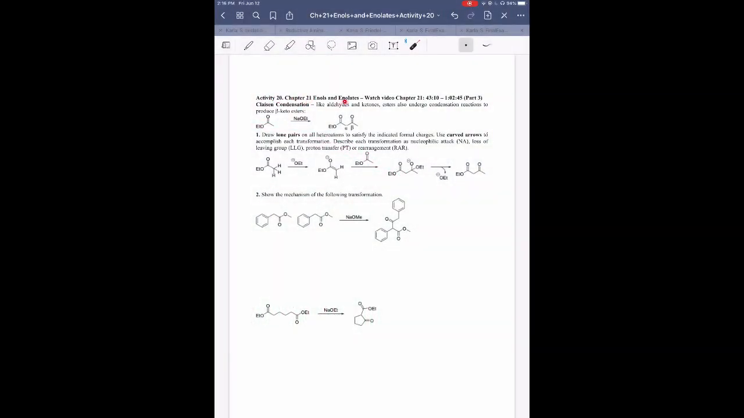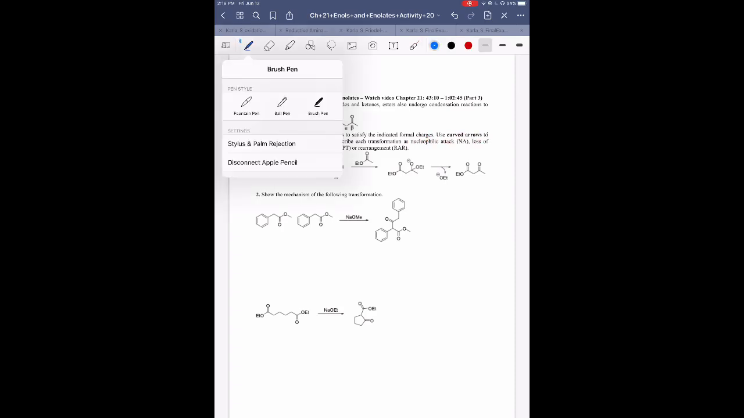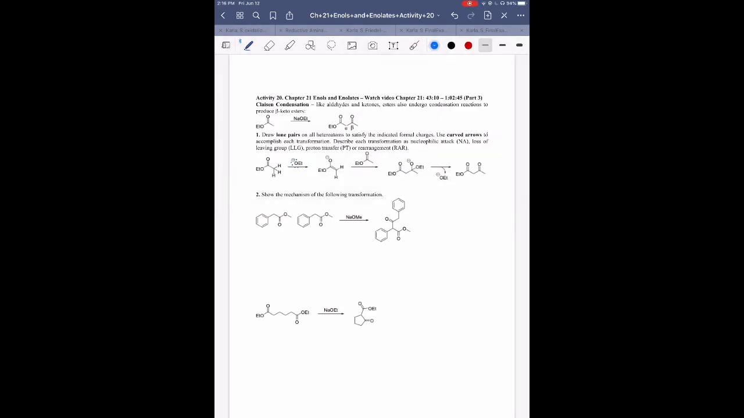Hi guys, so today we're going to do activity 20, chapter 21, enols and enolates. So we're going to do the Claisen condensation first. As we see, we have an ester that's going to be produced into a beta-keto ester as a product. We're going to usually do that with an ethoxy group or a methoxy group.